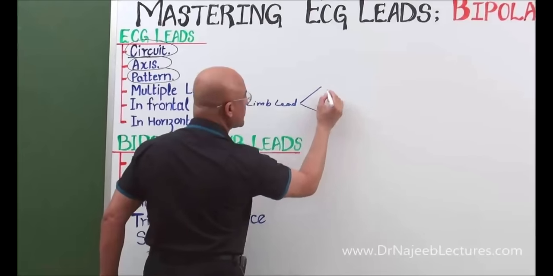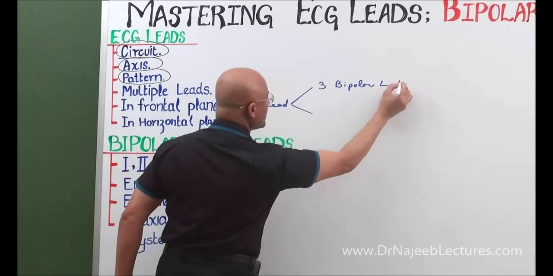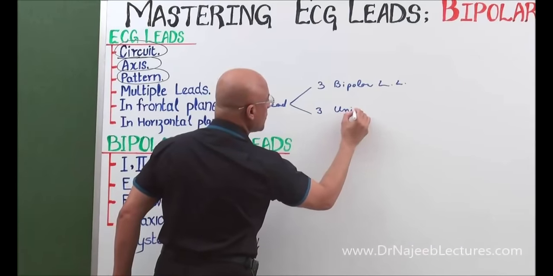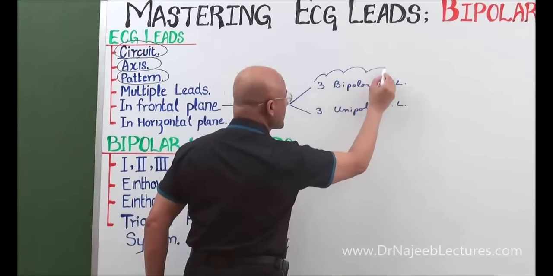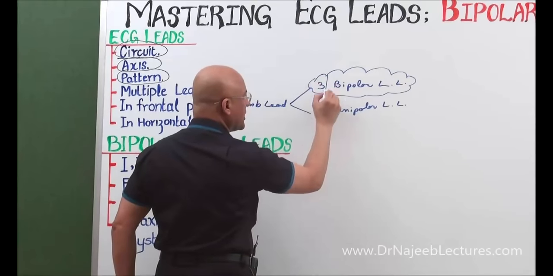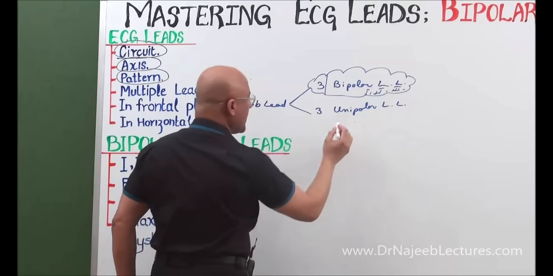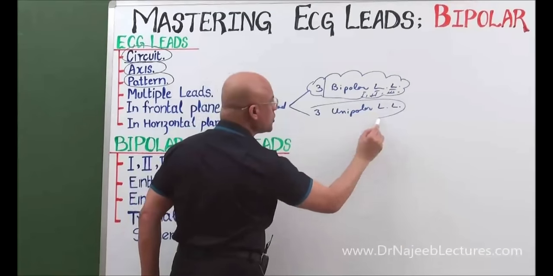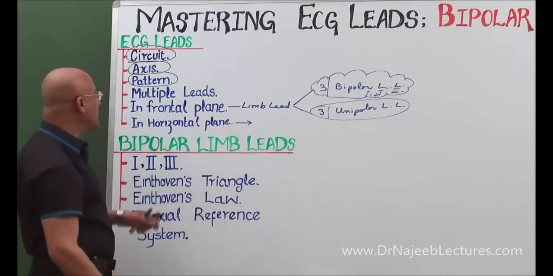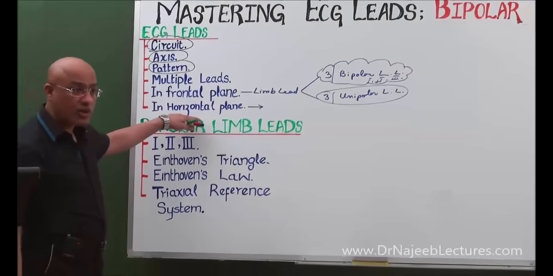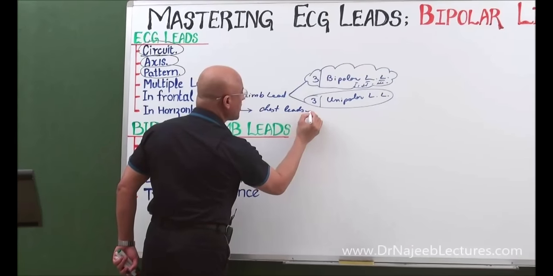There are three bipolar limb leads, and there are three unipolar limb leads, right? Today we are mainly discussing bipolar limb leads, limb lead number 1, 2, and 3. In the next lecture we'll talk about the three unipolar limb leads, and after that we'll have a lecture in which electrical activity of the heart is recorded in the horizontal plane, that is, chest leads, right? And conventionally we apply 6 chest leads.